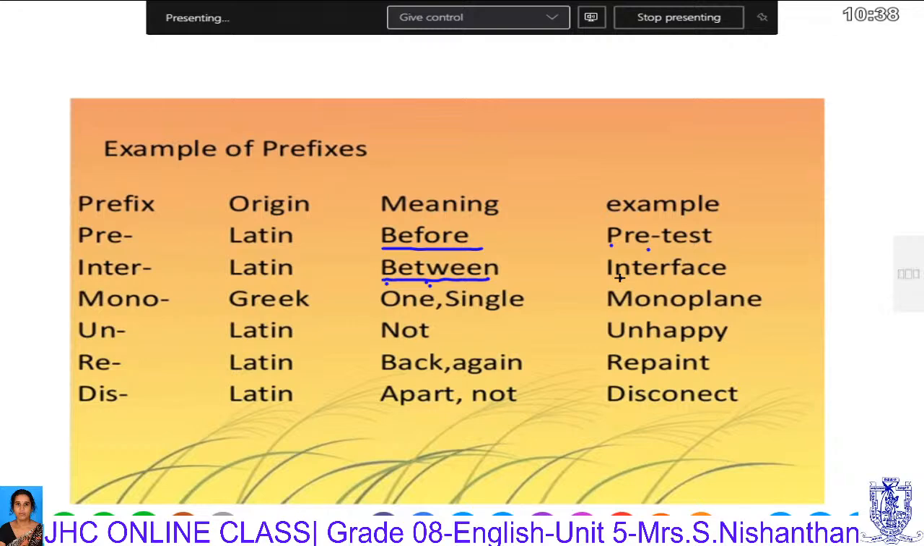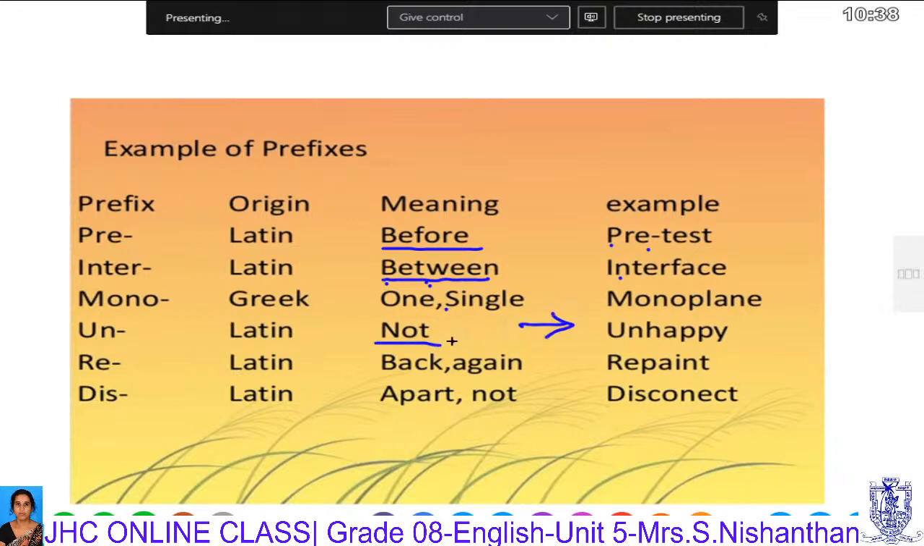Mono, it is a Greek word prefix. It means one. Monoplane, monocycle, right? Mono, one or single. Un, that is a Latin word origin. It gives the negative form, not. Unhappy, untidy, unclean, like that.